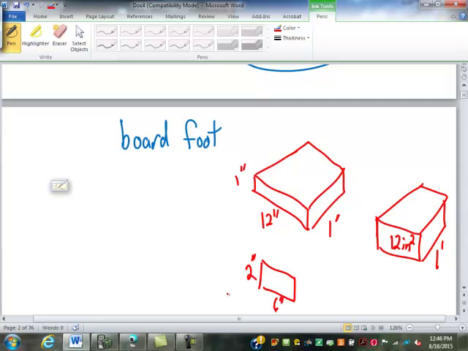Now obviously, if you guys work with lumber at all, you know the 2 by 6 isn't actually 2 by 6 anymore. But that's rough cut. They get planed down to 1.5 by 5.5.